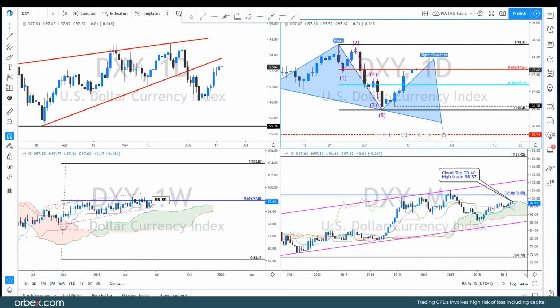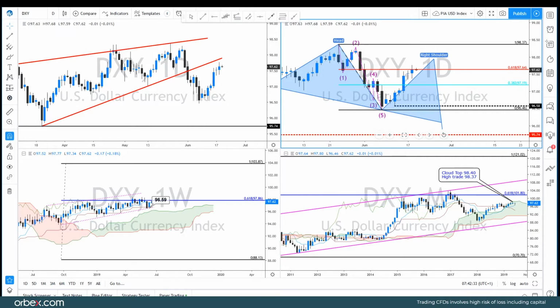Today I want to talk about euro dollar, but I briefly want to talk about the dollar index. Now, we've got the FOMC or the Fed interest rate decision and the FOMC press conference released tonight. Widely expected to be kept unchanged at 2.5%.